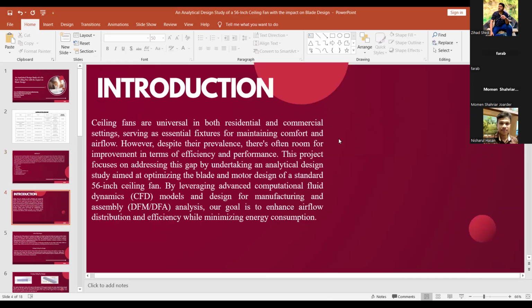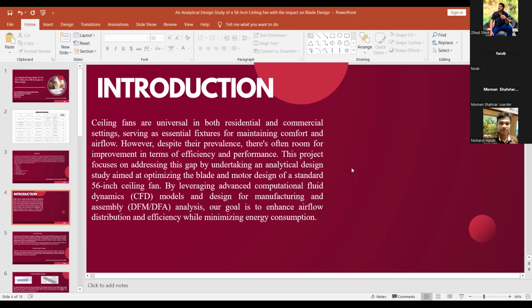Let me introduce our fan. Ceiling fans are universal. We all have them in our homes, and our design focus area is not only residential but also commercial settings, serving as an essential feature for maintaining comfort and airflow. However, despite their prevalence, there is often room for improvement in any design. For our design also, we are hoping for more efficiency and performance in the future.